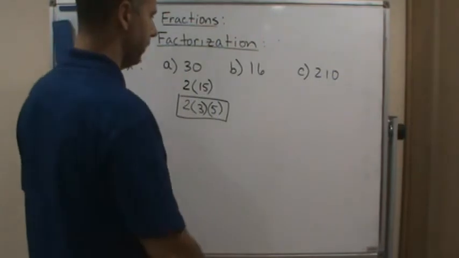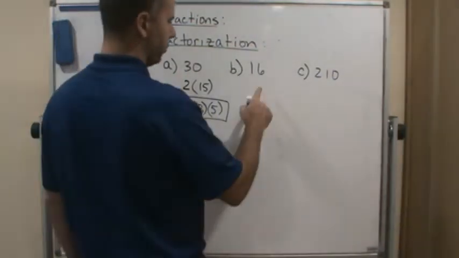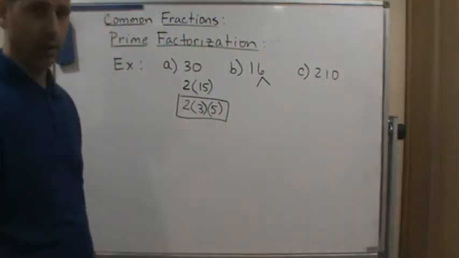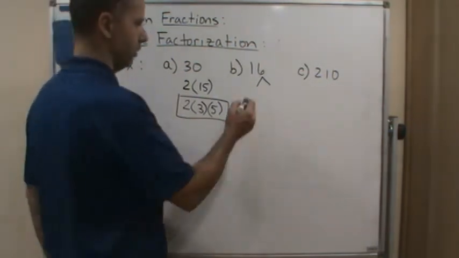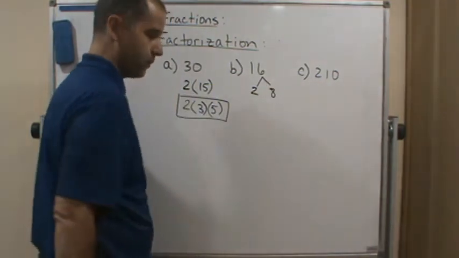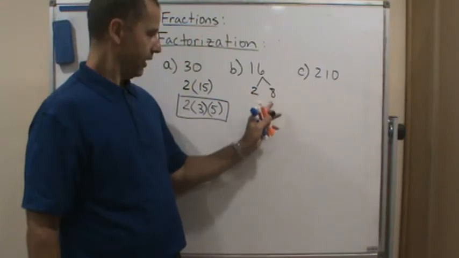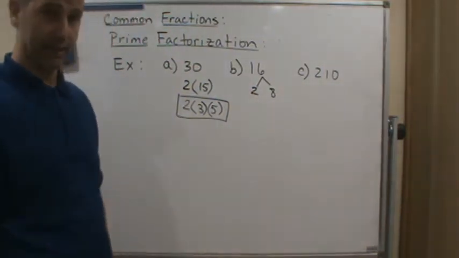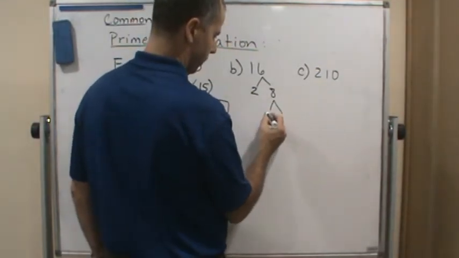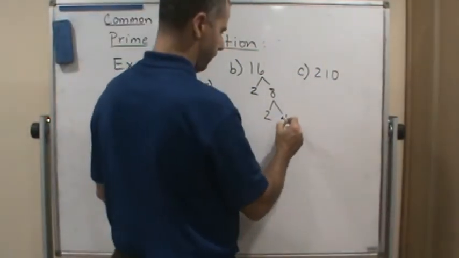So what we're going to do is use 2 to start with. Now I'm going to branch this out and say, okay, does 2 divide 16? Yes. So 2 times 8. Now this 2 is prime, so this branch is done. So now I'm going to look at the 8. Is 8 divisible by 2? And the answer is yes. So then I'm going to branch it off into 2 times 4.